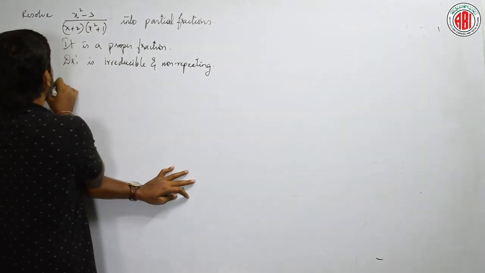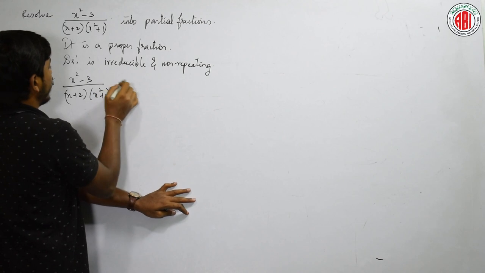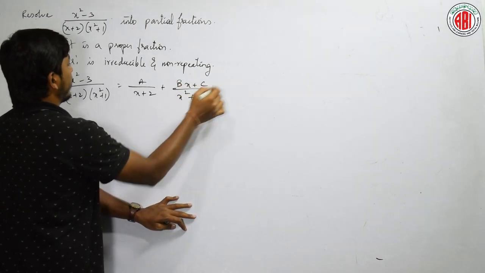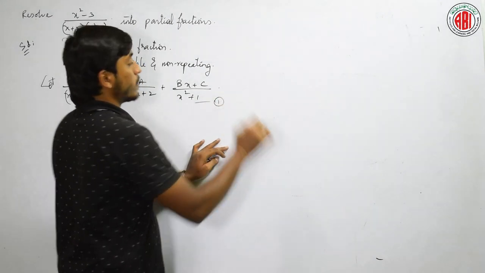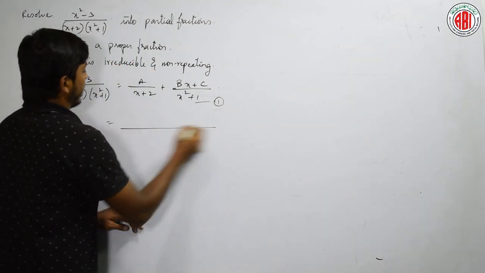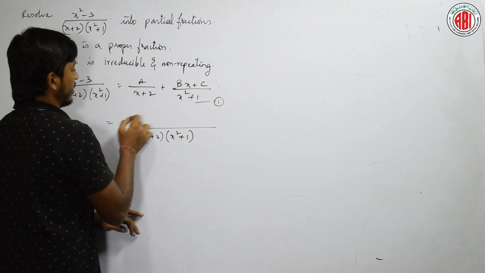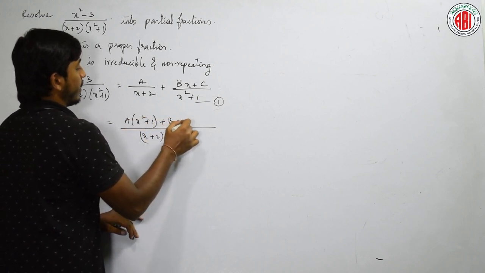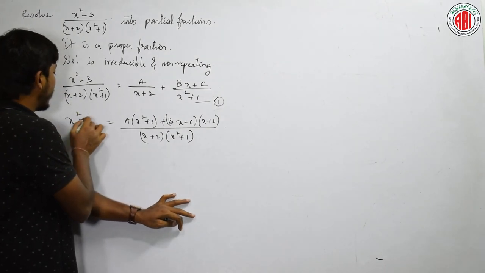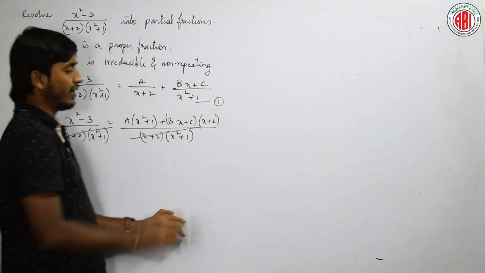So, we can write: (x square minus 3) by (x plus 2)(x square plus 1) is equal to A by (x plus 2) plus (bx plus c) by (x square plus 1). Isn't it? Yes or no? So, we can simplify it. How do we simplify? The LCM is (x plus 2)(x square plus 1), that is, A into (x square plus 1) plus (bx plus c) into (x plus 2). And the left side is (x square minus 3) by (x plus 2)(x square plus 1). However, both the denominators will get cancelled.